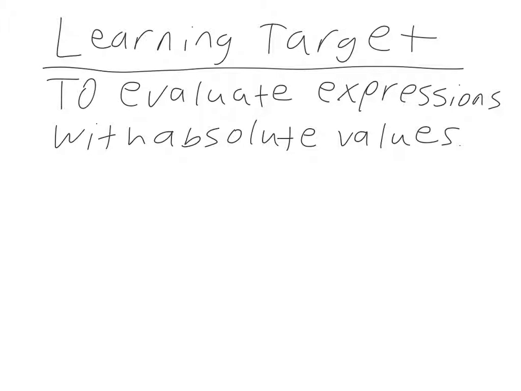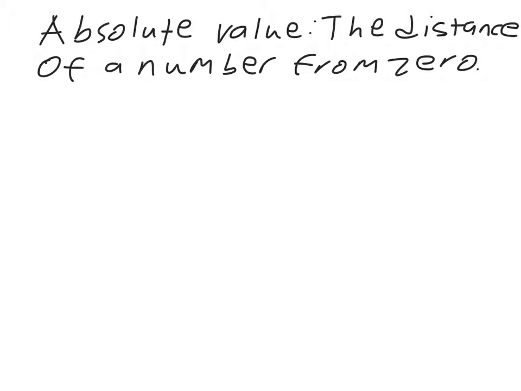The learning target for today is to evaluate expressions with absolute values. So remember that an absolute value is the distance of a number from 0. Another way to say it is that it always makes the number positive. So let's say we have the absolute value, and that's what these bars mean.